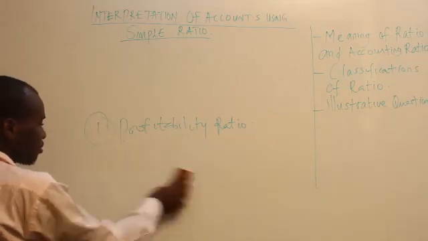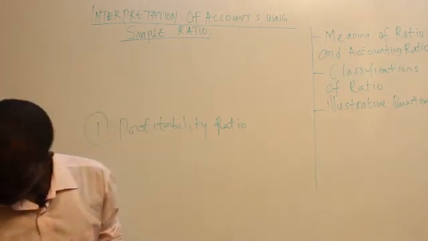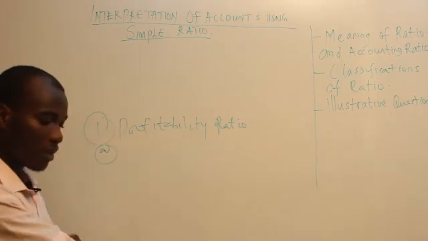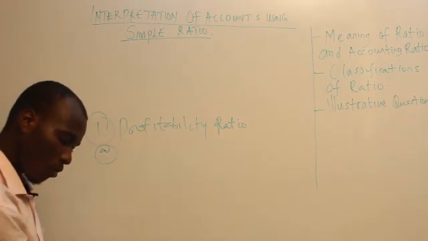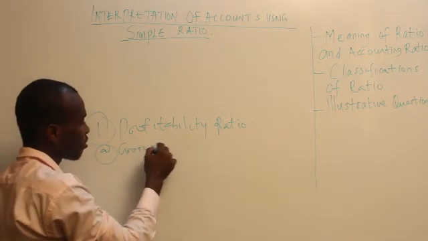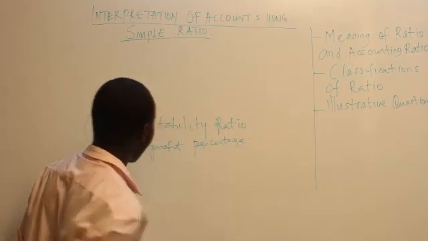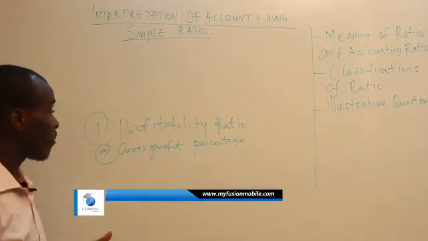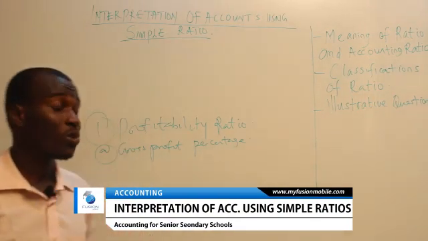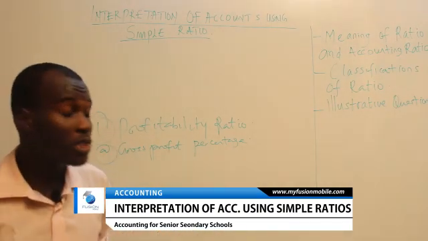What category of ratio falls under the profitability ratio? We are going to look at that. Number one, let's call that A, we have the gross profit percentage. We explained this before, that the gross profit percentage is usually expressed as the percentage of sales. So that shows the gross profit expressed as a percentage of sales within a period.